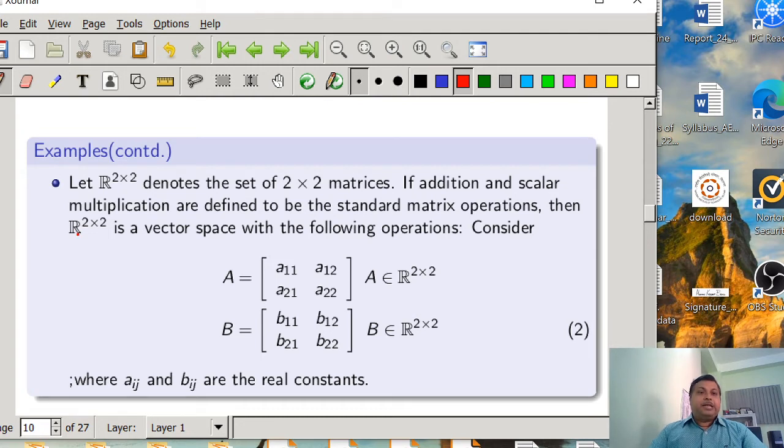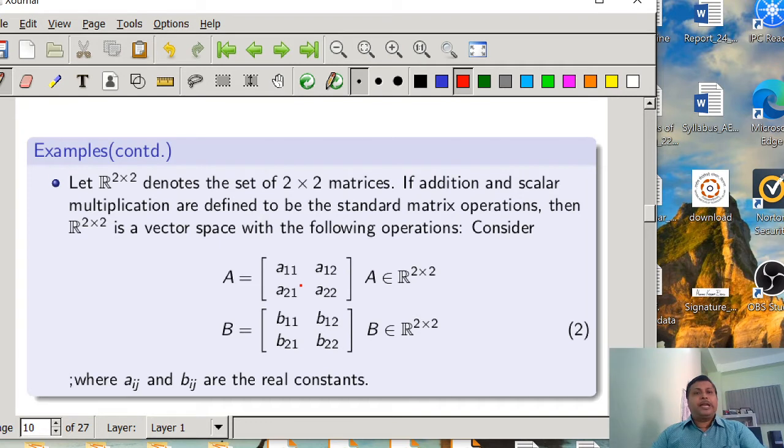Means the set R2 by 2, in which all the 2 by 2 matrices with real elements are included, is a vector space with the following operations. It must be closed under addition and closed under scalar multiplication. So how are we going to verify?